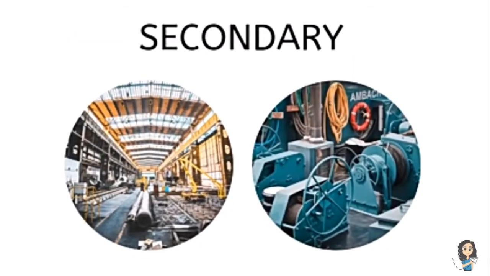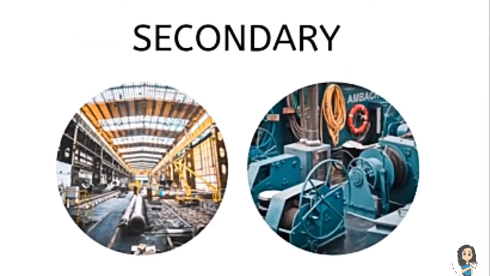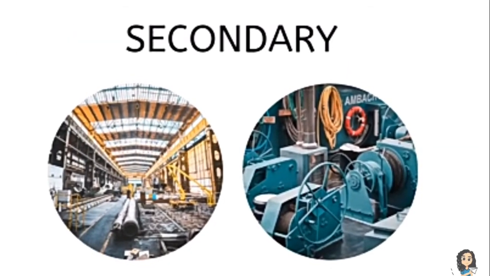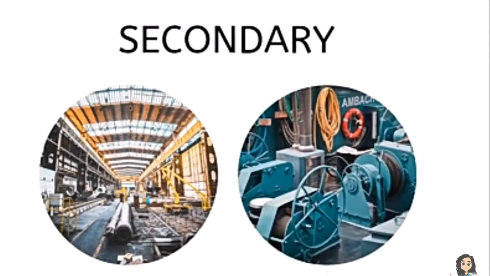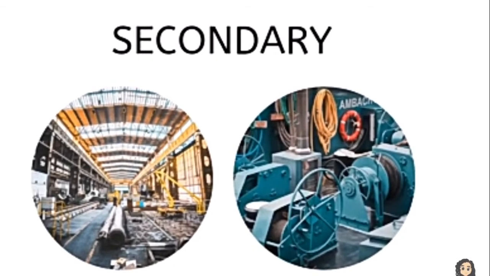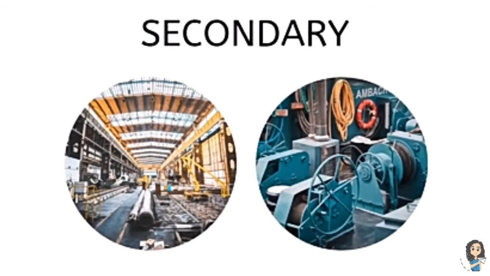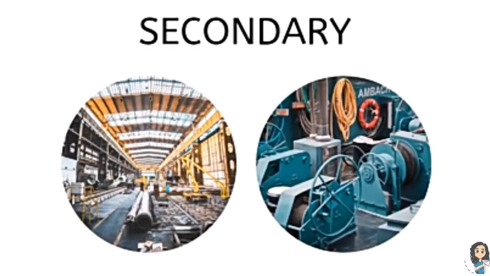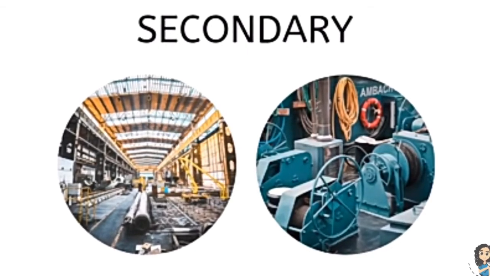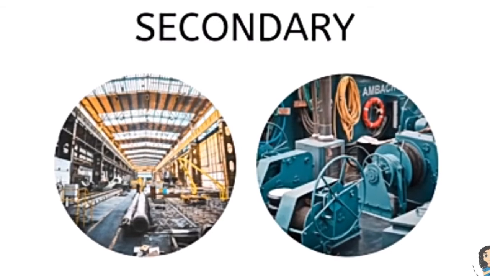Next, we have the secondary sector. So this secondary sector consists of all those activities which go about transforming the shape of the raw materials into some useful object. Example, you have quarrying and manufacturing.